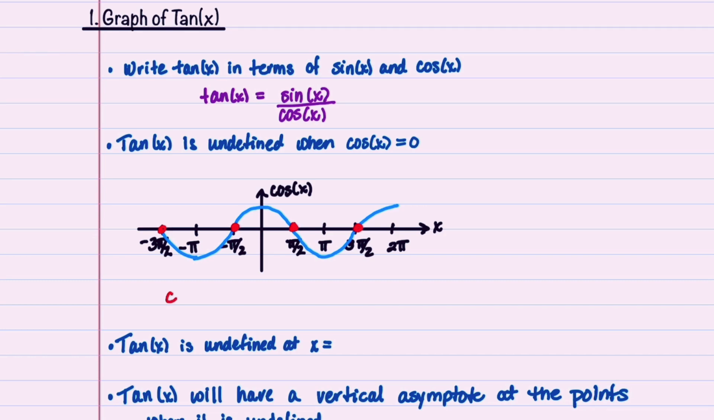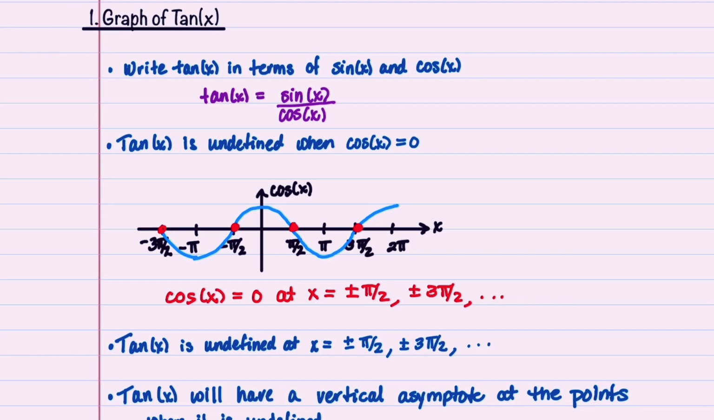We'll write down that cosine of x is equal to 0 at x is equal to plus or minus pi over 2, plus or minus 3 pi over 2, etc. This tells us that tangent x is going to be undefined at x is equal to plus or minus pi over 2, plus or minus 3 pi over 2, and then all the points after that.